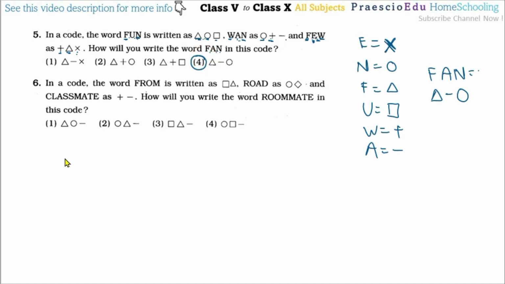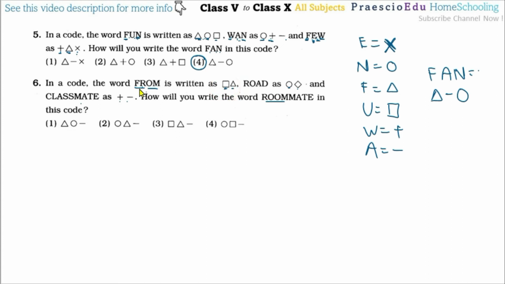Then question number 6. In a code, the term FROM is written like this one, ROAD as this symbol, and CLASSMATE in this one. How will you write the word ROOMMATE? From this we have to do pairing with the symbols, meaning FR and OM. So this is the pair.